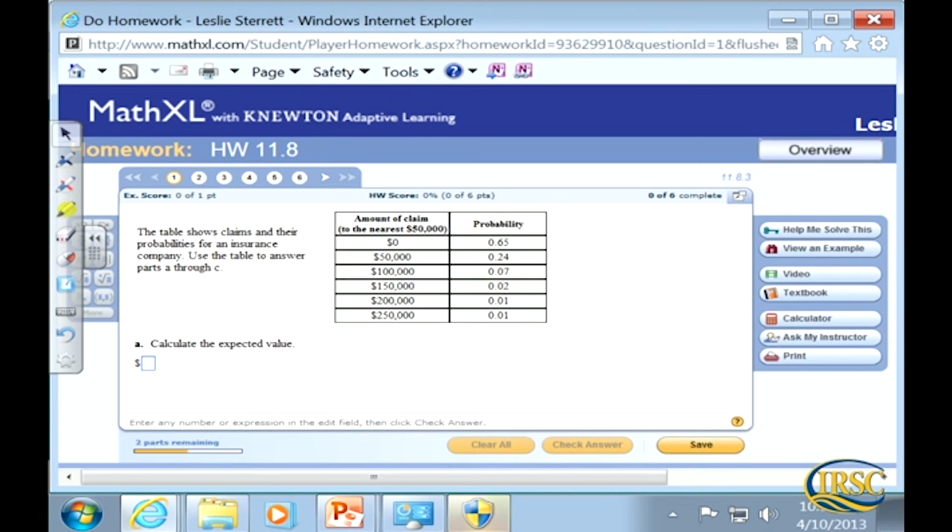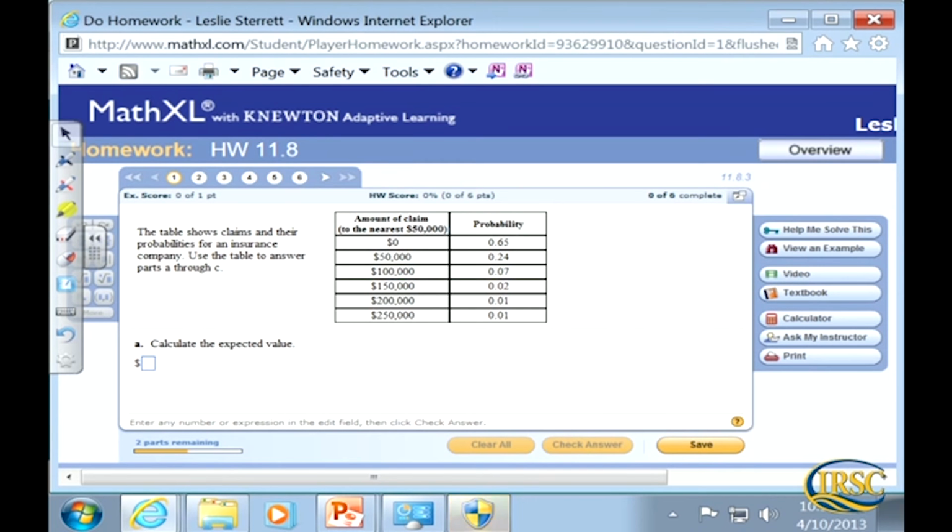The probability that you have a claim close to 50,000 is 0.24. The probability of your claim of 100,000 is 0.07. A claim of 150,000 is 0.02. Notice how much smaller the probabilities are getting. And then the probability of a claim of 200,000 is 0.01, and same for 250,000. So it's like a 1% chance that you're going to need to have a huge claim from this insurance company.